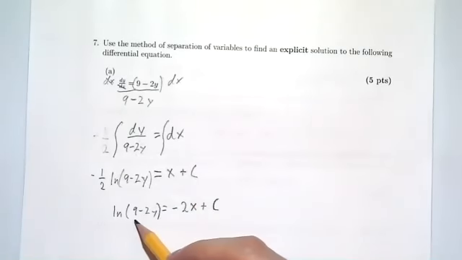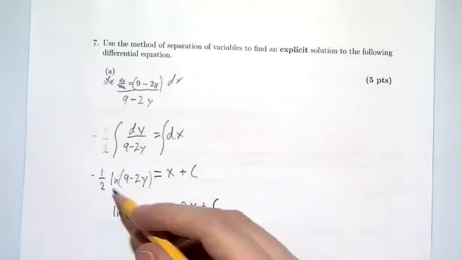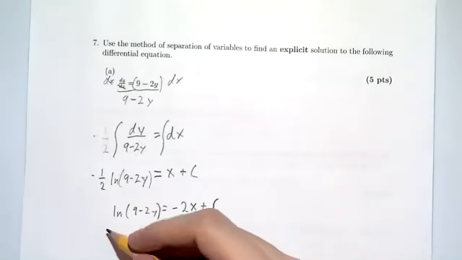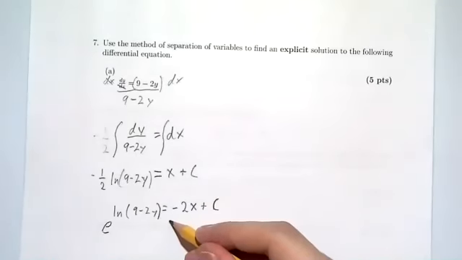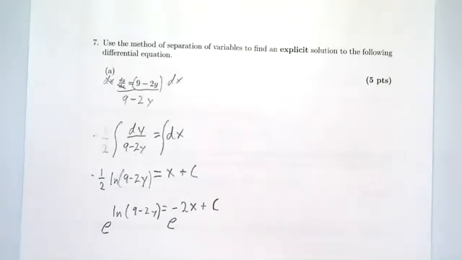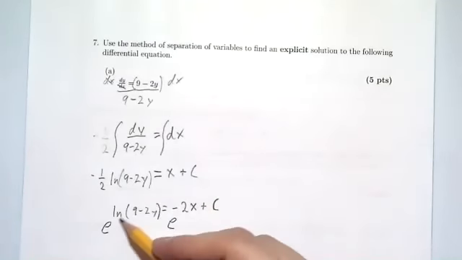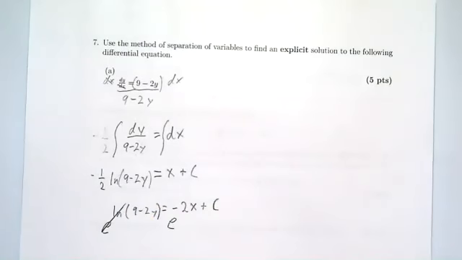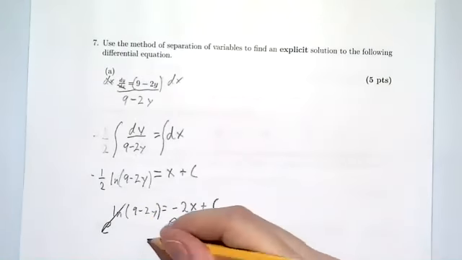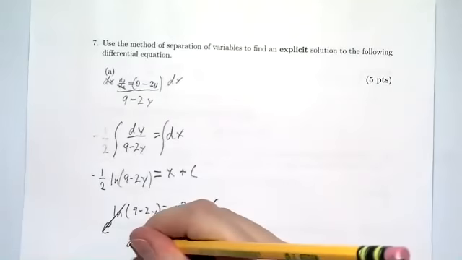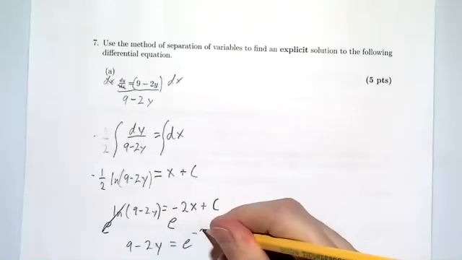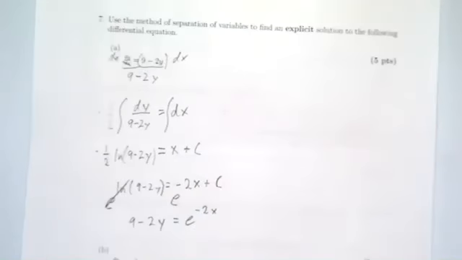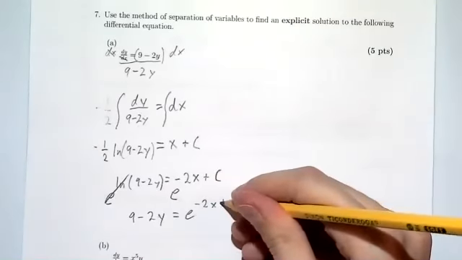And then now, since we have a natural log on this side without any coefficient on the outside, we can raise both sides to the e power, or well, e to that power. So e and natural log cancel. And now we have 9 minus 2y is equal to e to the negative 2x plus c.